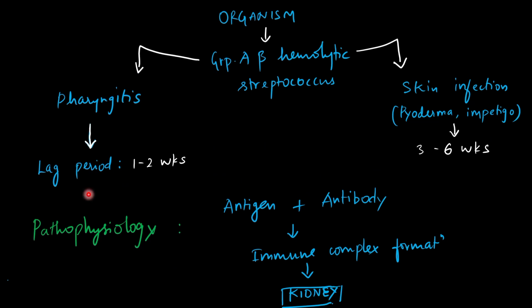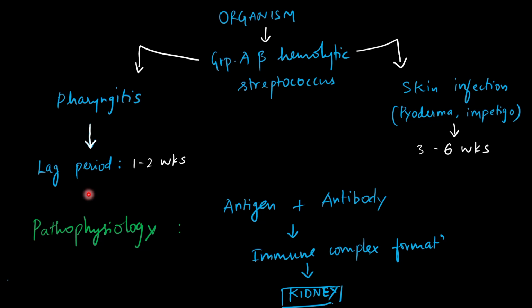And if it causes pharyngitis, the lag period after which the kidney will be affected is 1 to 2 weeks. The lag period here refers to the time period between infection and impairment of renal function, that is nephritis. So that lag period is 1 to 2 weeks in case of pharyngitis, throat infection, and 3 to 6 weeks in case of skin infection.